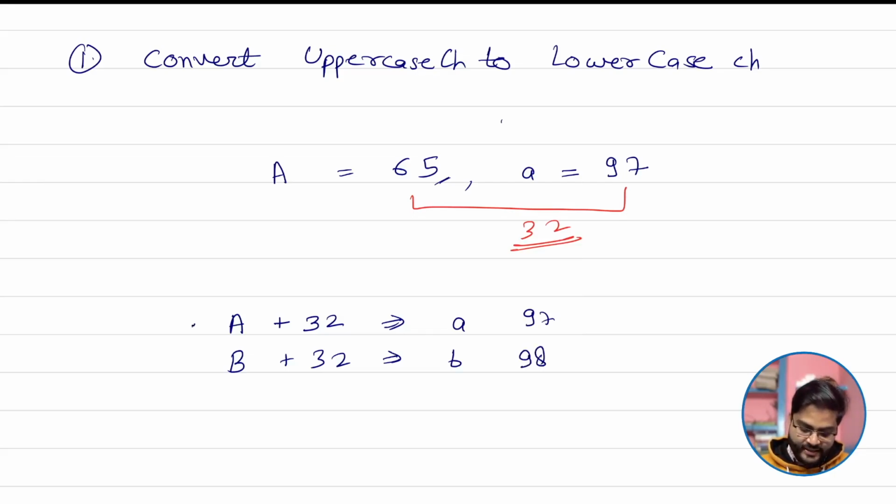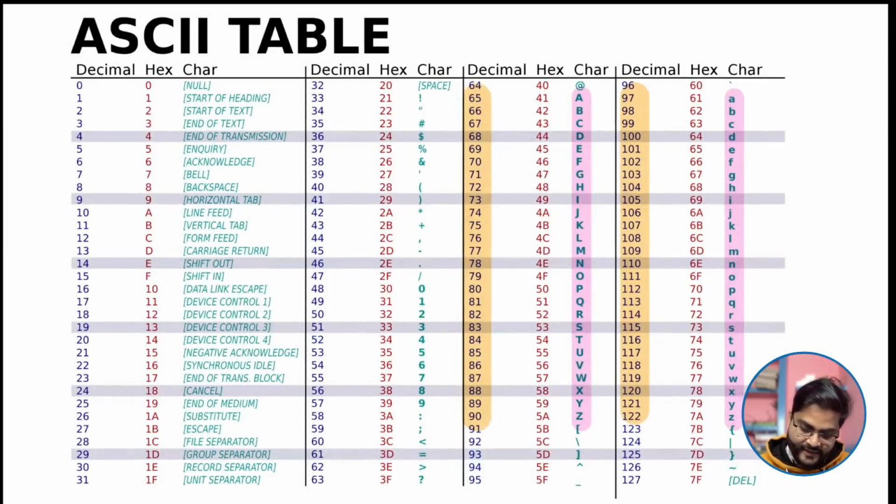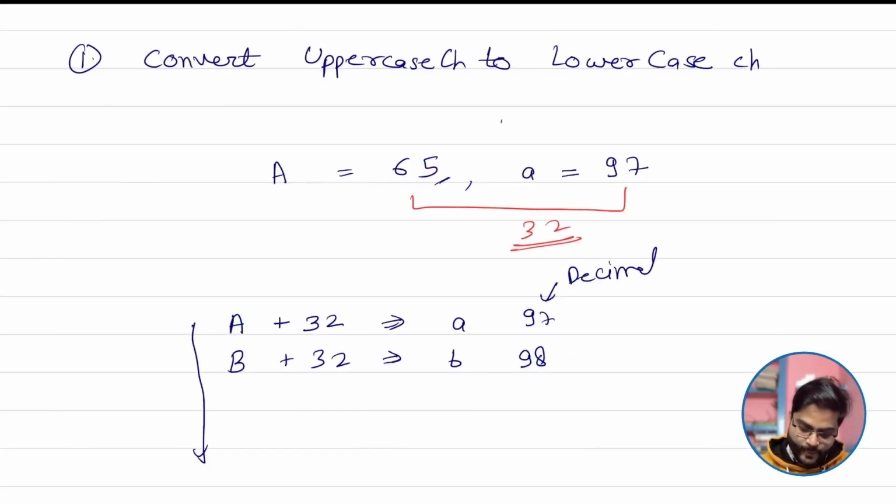Because each character, in uppercase also, in lowercase also, is increasing by one ASCII value. These values are in decimal values. In the ASCII table, these are values in decimal. So if you take C and add 32, it will become small c, right?